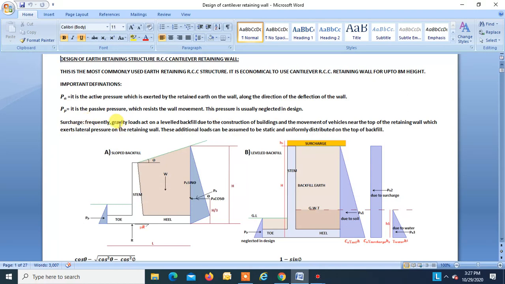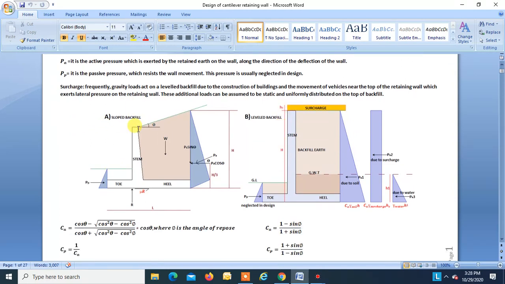Surcharge. Frequent gravity loads act on the level backfill. Gravity loads act on level backfill due to the construction of buildings and movement of vehicles near the top of the retaining wall, which exerts lateral pressure on the retaining wall. This additional load can be assumed to be static and uniformly distributed on the backfill, with a unit of kilonewton per meter square. So this is slope backfill.